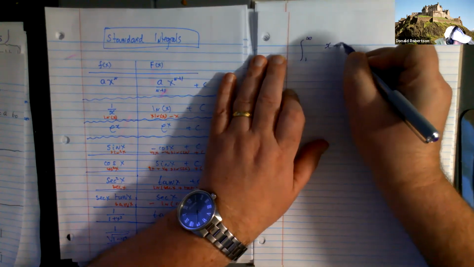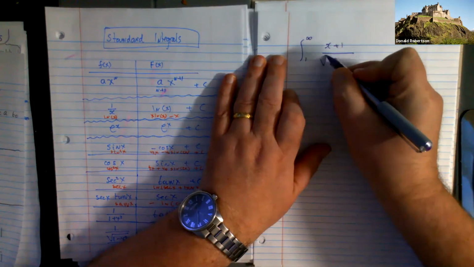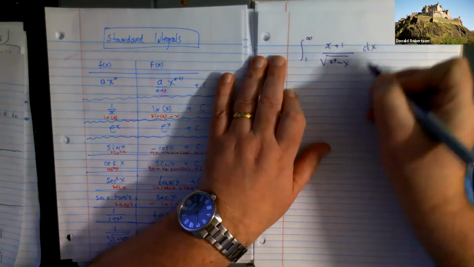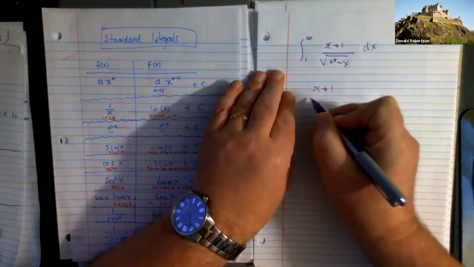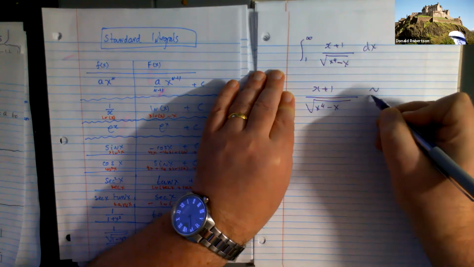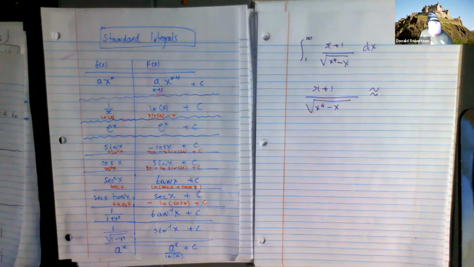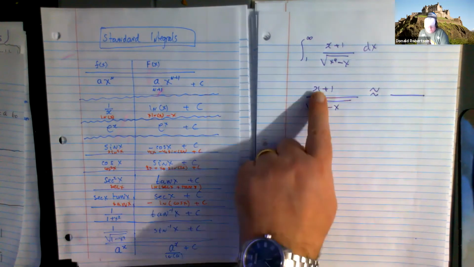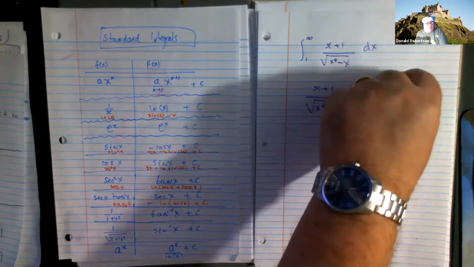There's an x plus 1 and there's an x to the 4 minus x. So the bit I'm going to show you is who to compare it against. Okay. For this fraction, who goes on the numerator? Who goes on the top?